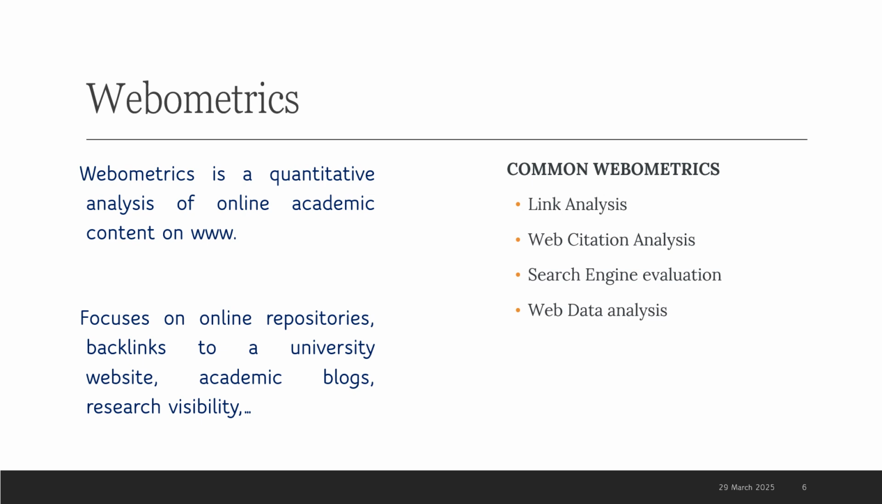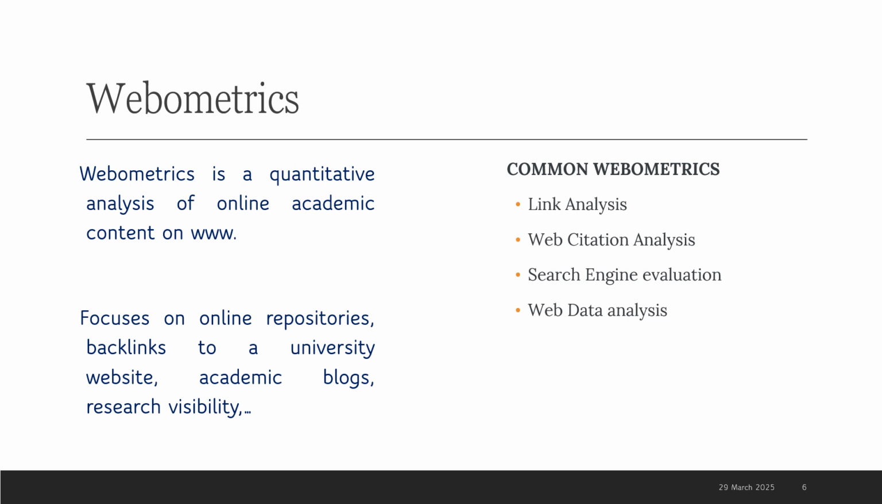Webometrics differs from traditional bibliometrics by focusing not just on publications and citations, but also on factors such as the number of backlinks to a university website or mentions on academic blogs and research visibility on social media platforms. It extends the scope of evaluation beyond academic journals to include digital repositories, websites, and online research networks.